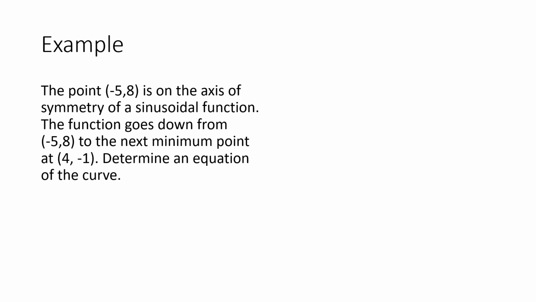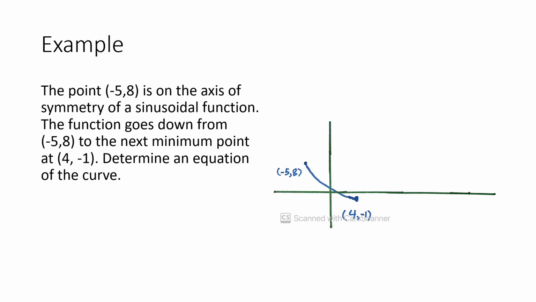Okay, now finally, let's do another question here. Suppose you're asked to construct a curve on your own. So we're told here the point -5/8 is on the axis of symmetry of a sinusoidal function, and the function goes down from -5/8 to the next minimum point at 4, -1. And we want to know an equation of the curve. So we can start by drawing what we know. If we're on the axis of symmetry at -5/8 and we go down to the next minimum at 4, -1, the curve will look something like that.